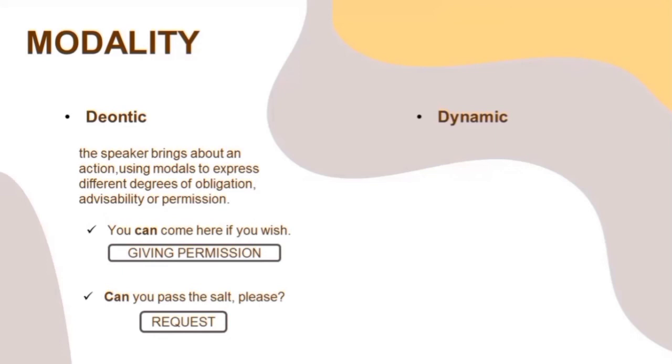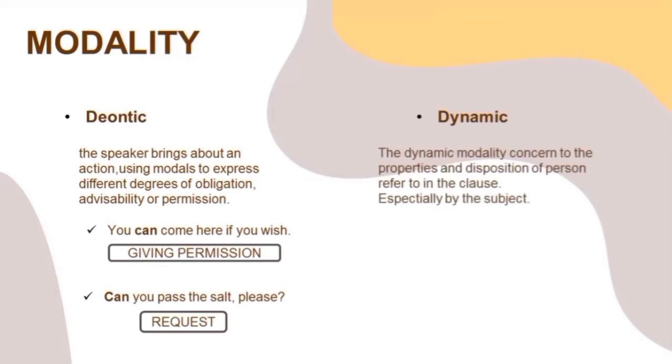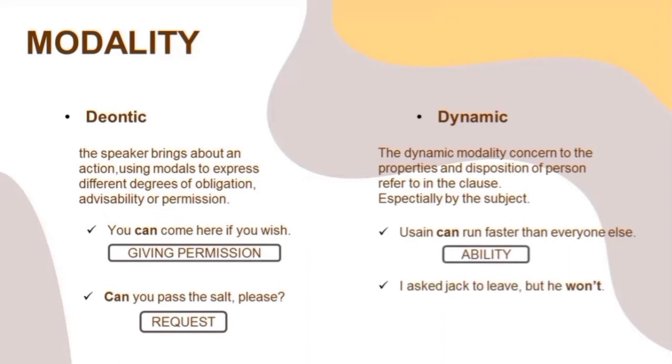Dynamic modality concerns the properties and disposition of the person referred to in the clause, especially the subject. For example of dynamic, Usain can run faster than everyone else. Can is used to express ability. The second, I asked Jack to leave, but he won't. Will in this example shows that Jack lacked willingness.